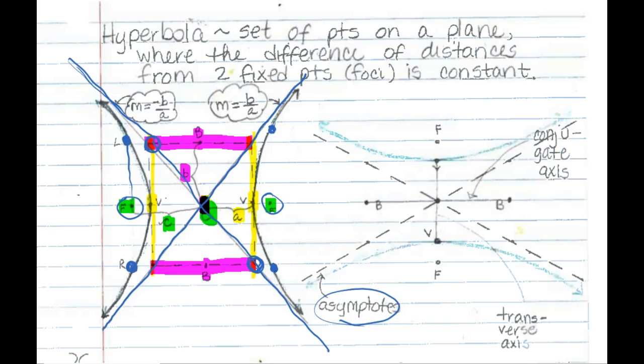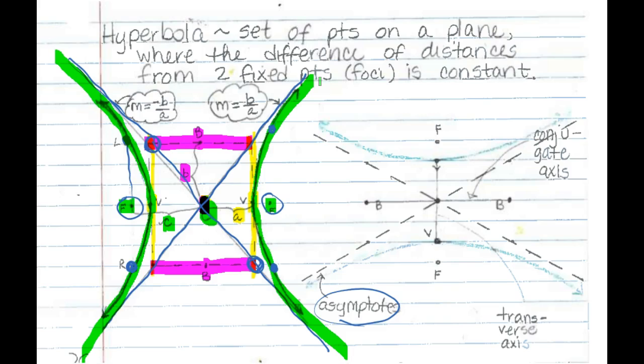And then finally, in order to complete our graph, we're going to start at the vertex, go to our latus rectum, and then towards our asymptote. Vertex, latus rectum, towards the asymptote. Vertex, latus rectum, towards the asymptote. So that green portion that you see there is actually our graph of our horizontal hyperbola.